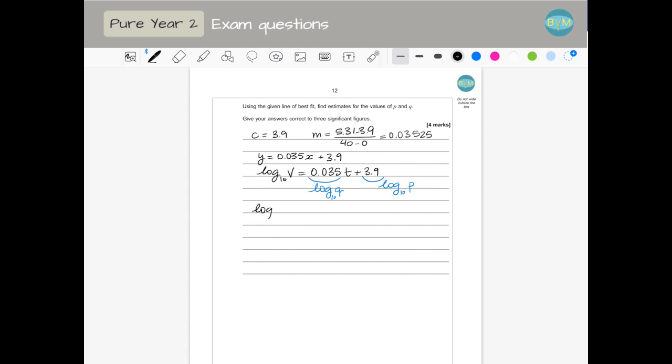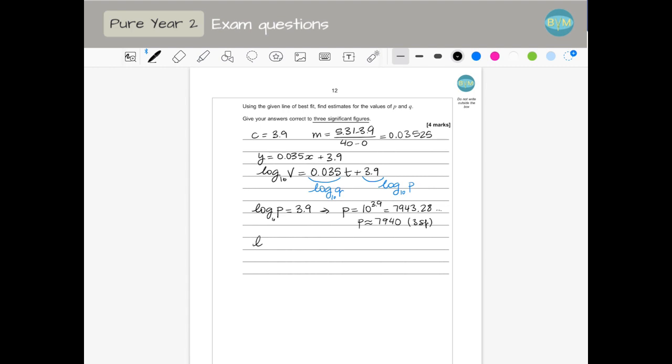So if log P is 3.9, that means that P is 10 to the power of 3.9. You just do that with the calculator and you get 7943.28. They ask to round to 3 significant figures. So that means that P to 3 significant figures is 7,940.